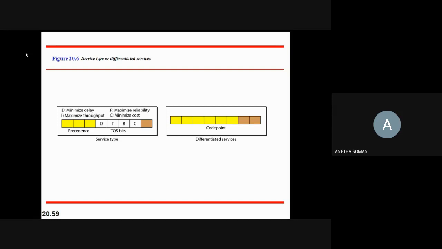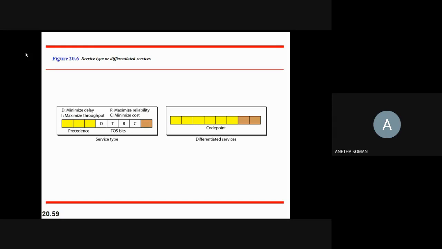So the first is the service type. You have an 8-bit field, out of which only 7 are used. The first three are called the precedence bits. Now, what is this precedence? It is a 3-bit field and the value can range from 0 to 7. It defines the priority of the datagram. If congestion or an issue is happening, which packet should I give priority? That is defined in the precedence field.